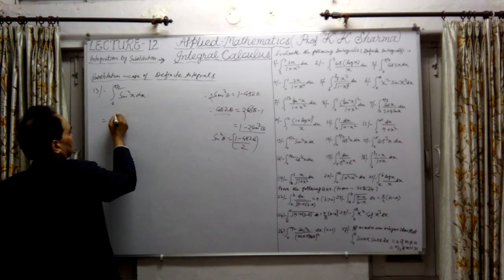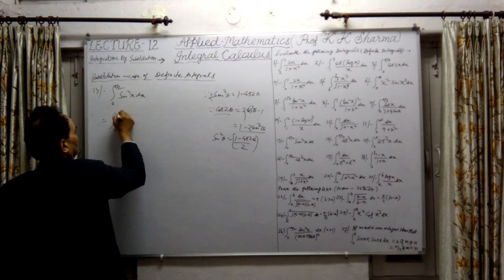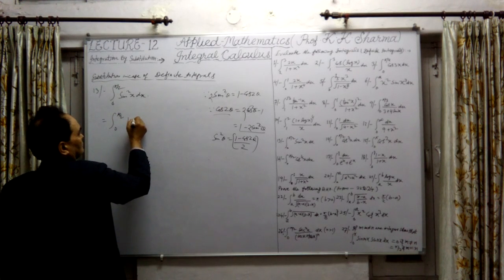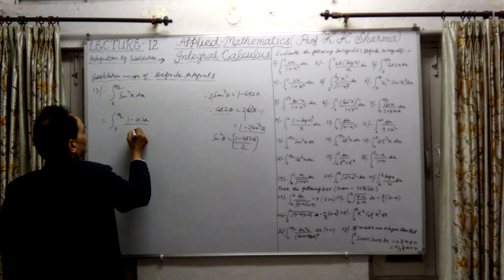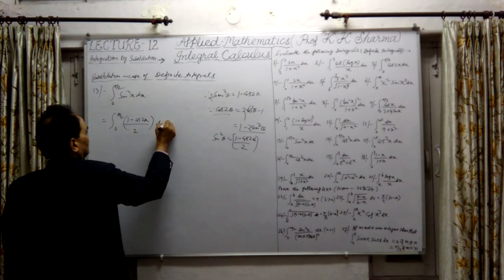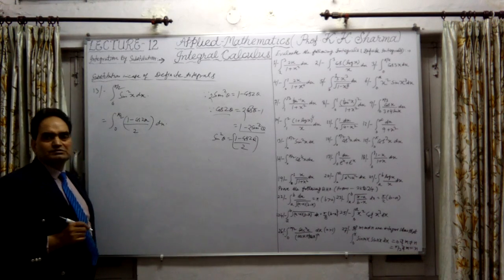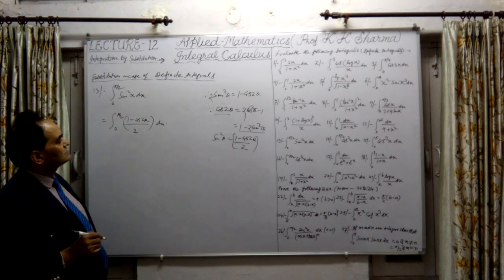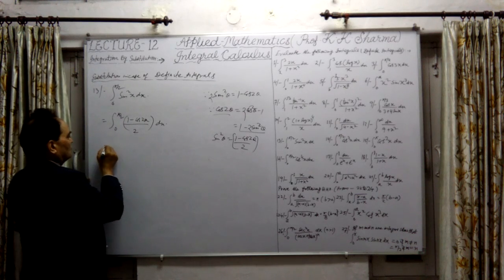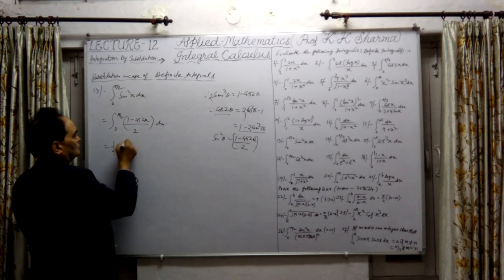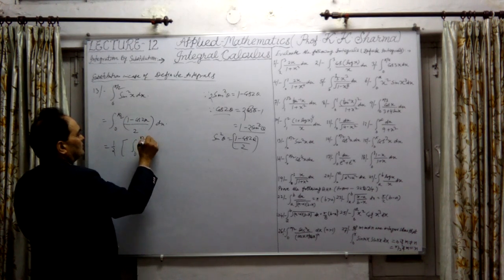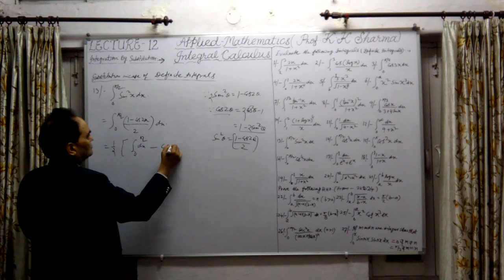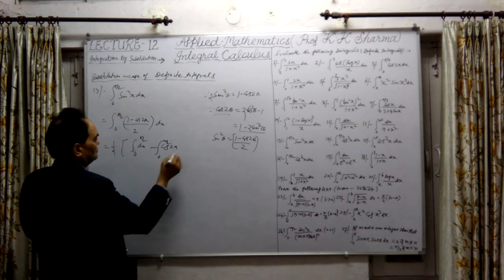Let me first substitute it with limits 0 to pi by 2. It is 1 minus cos 2x upon 2 dx. Now here, no need of substituting the value. We can just integrate this. This is 1 by 2 that we take common. First is the integration of dx only, 0 to pi by 2, minus cos 2x integration 0 to pi by 2.